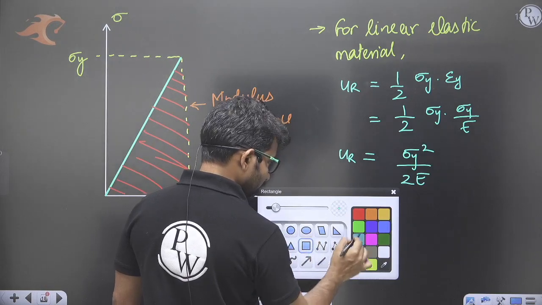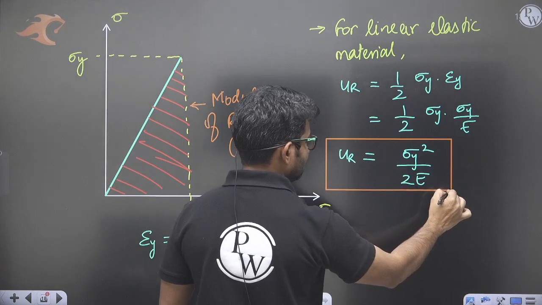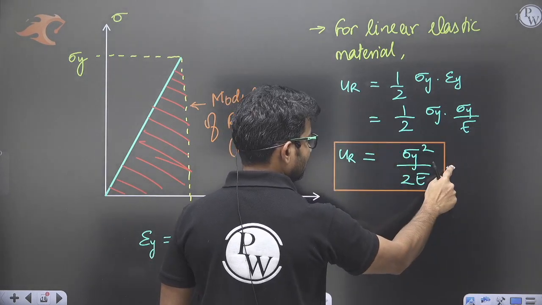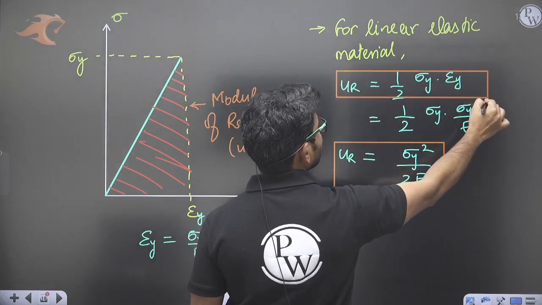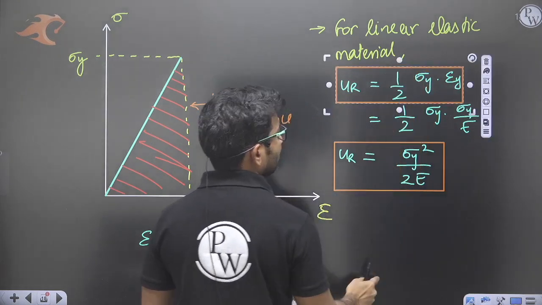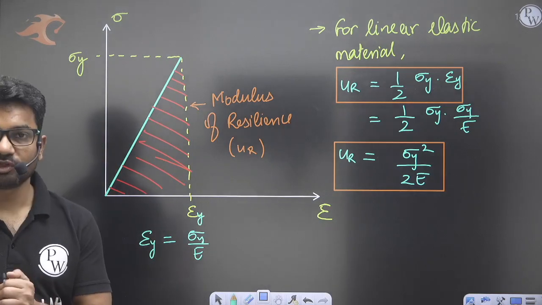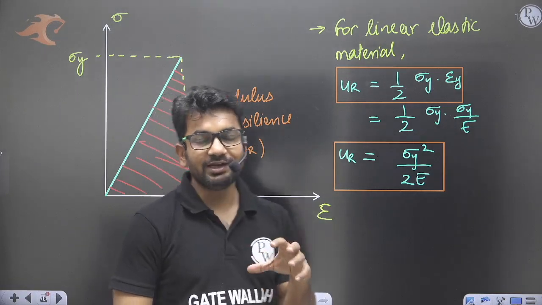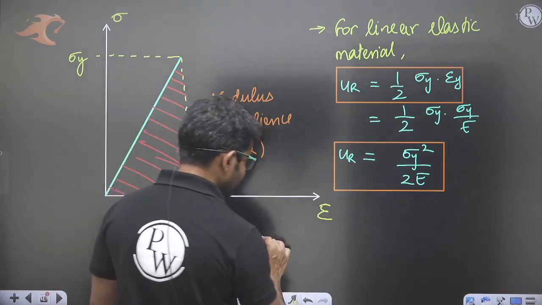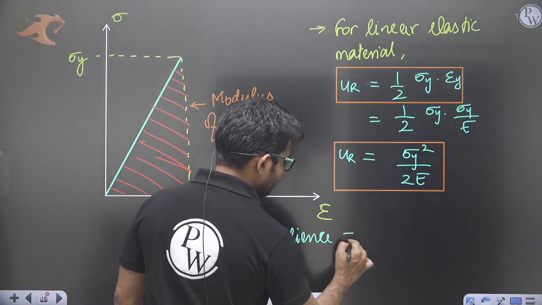So this formula is important. You have to remember this formula for modulus of resilience, and also remember the other formula for modulus of resilience. Both these formulas represent the same thing, but both are important. You have to remember both of these formulas. Clear? So this is the modulus of resilience. Now if you want to write down resilience in terms of stress and strain, resilience will be modulus of resilience into volume.